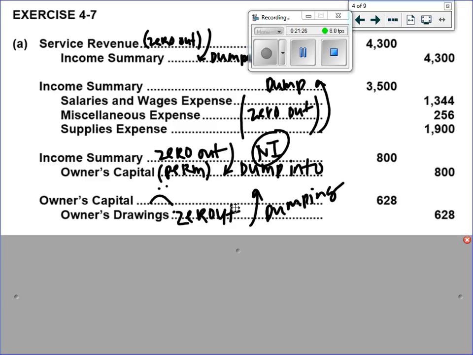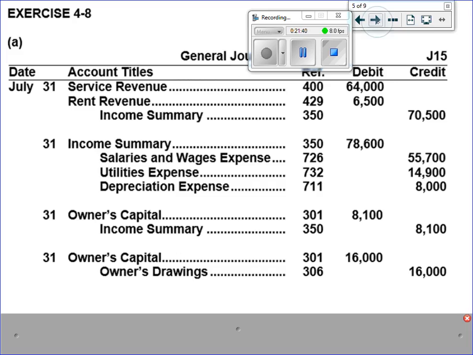We're actually not done. We've done our entries. That's what it will look like on the test. Could you do it? Maybe even without this, possibly. Our last step here is that we need to do what's called a post-closing trial balance.